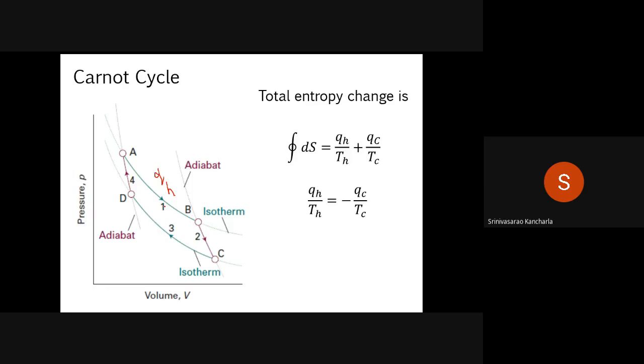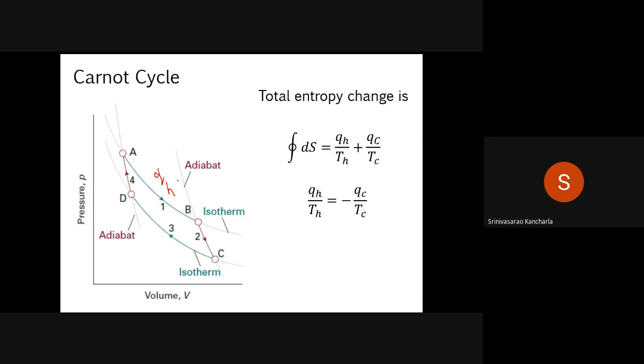I don't have the diagram here, because when the system is expanding, the system is doing work, so it is spending some amount of energy. When it is spending some amount of energy, the temperature of the system drops, so to maintain the isothermal condition the system accepts energy from the surroundings. Okay, so QH is the amount of energy supplied to the system.